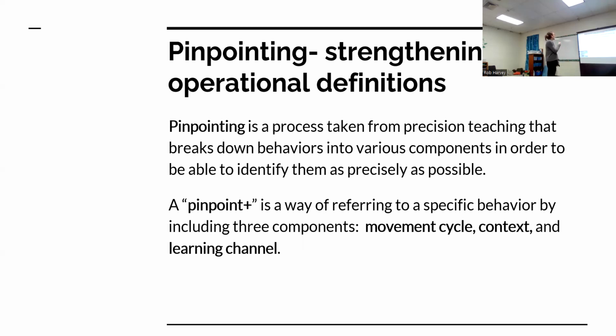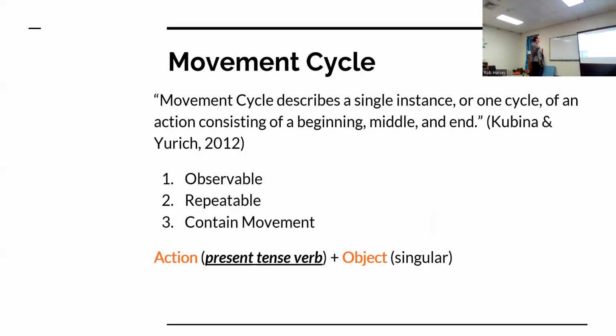So a pinpoint refers to a definition using the movement cycle and the context, and then a pinpoint plus would refer to using all three of these aspects, which we'll talk about: the movement cycle, the context, and the learning channel. So the movement cycle is the first piece, right? What is the movement cycle? It's my favorite part because it's so simple, but I think it will really help. I'm not arguing that we all just change and use pinpoints, but I think we could use the underlying principles of pinpointing in our operational definitions, potentially.